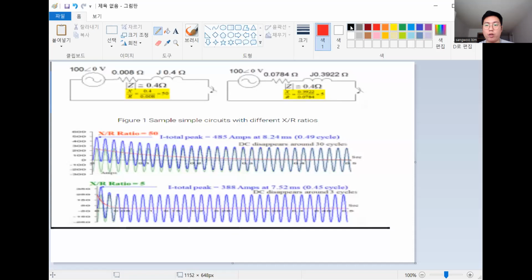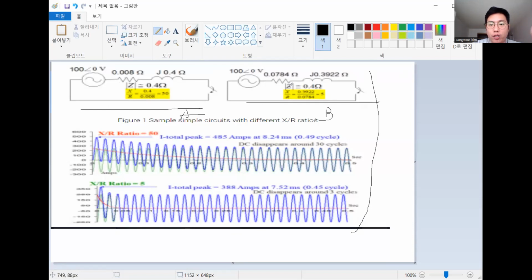Look at that. For example, I got this source from the internet, and I will attach where I got this information. There are two circuits, A and B. The impedance magnitude is the same, and the only difference is the ratio. One is 50, another one is 5. But look at that here.